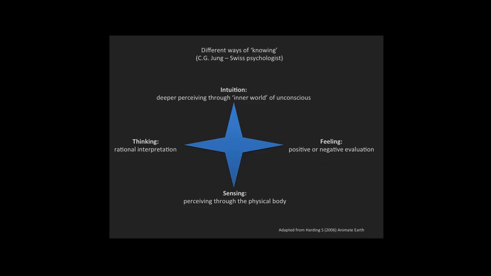And his therapeutic approach for his clients was to develop ways of knowing in the three other areas: embodied knowing or sensing, knowing through feeling or ascribing negative or positive evaluations to something, and the deeper knowing of intuition, which proceeds through the inner world of the unconscious, which works through symbol and metaphor.